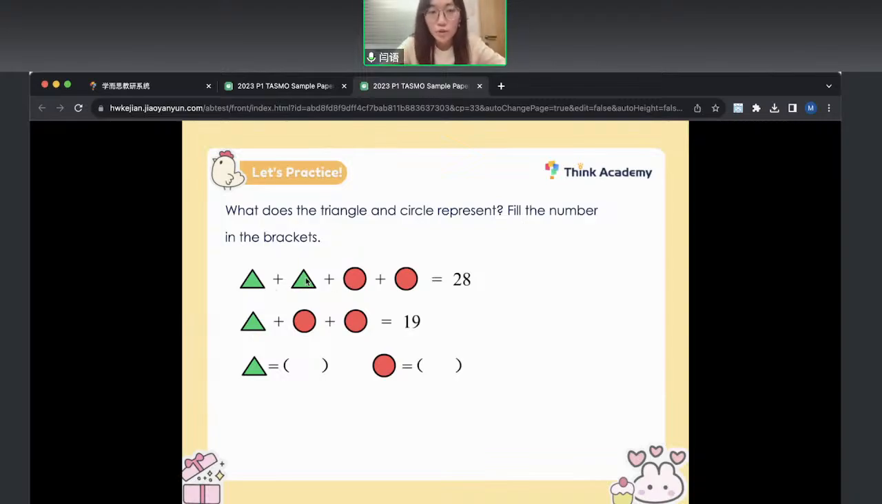2 triangles and 2 circles equals 28. 1 triangle and 2 circles equals 19. So what about 1 triangle? What about 1 circle? Any idea? Okay, triangle equals 9. Okay. What about the circle?